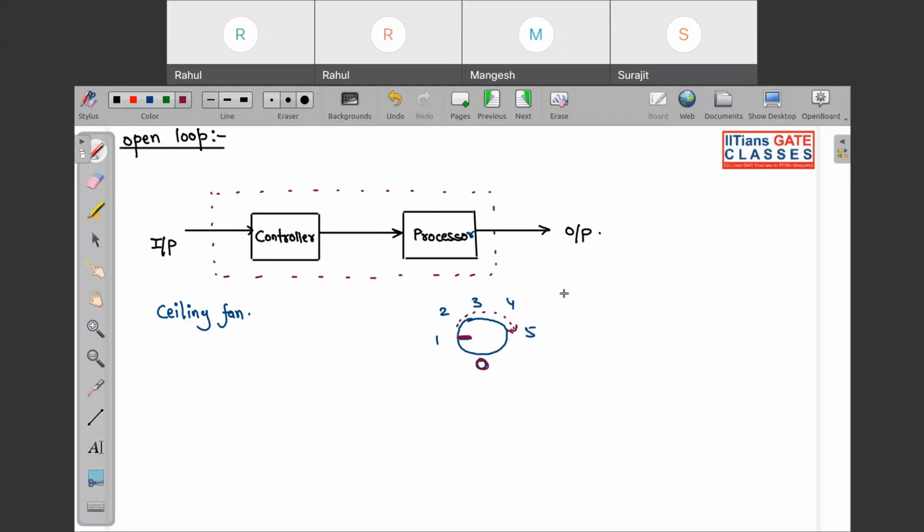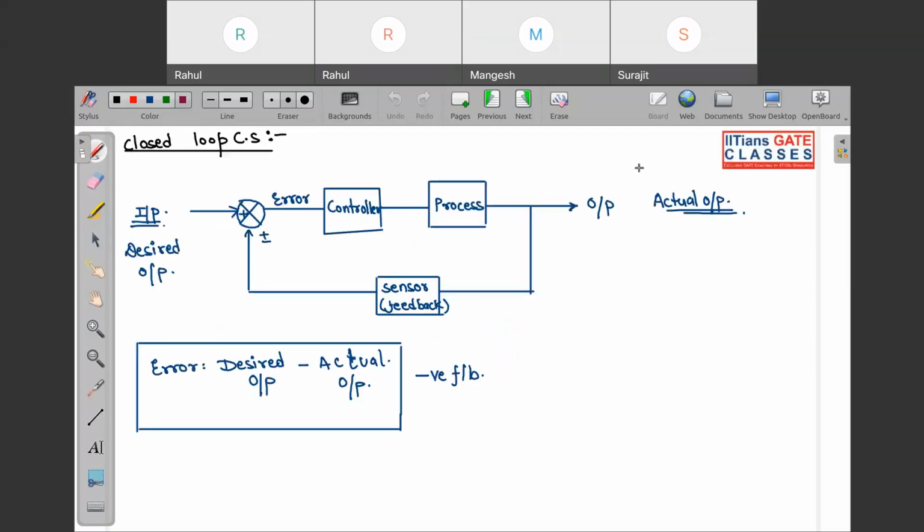So according to your need, you are basically changing the position of the knob to get the desired revolutions per minute of your ceiling fan. This is your open loop system. Here the controller is the component that basically controls the process. So here our controller is this regulator, and the process is the fan, because this fan is giving you the output. So this is about your open loop system.